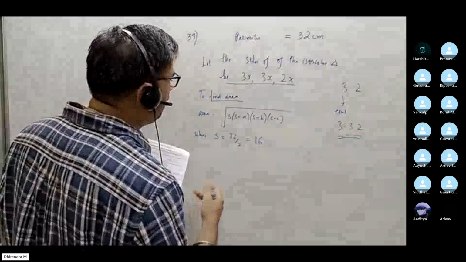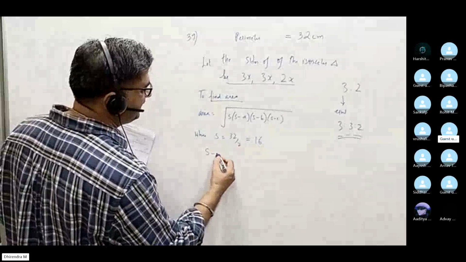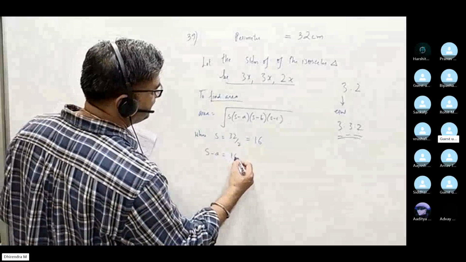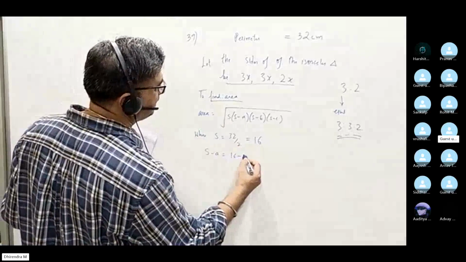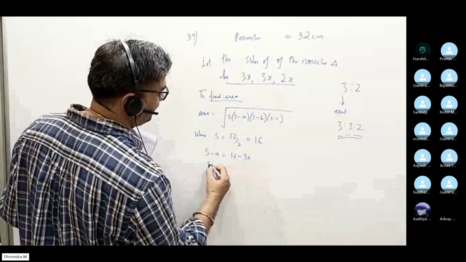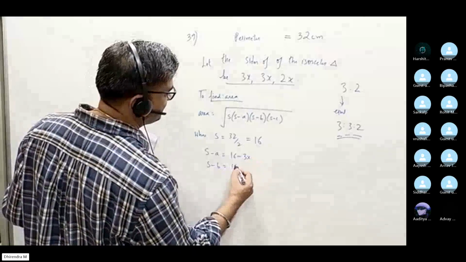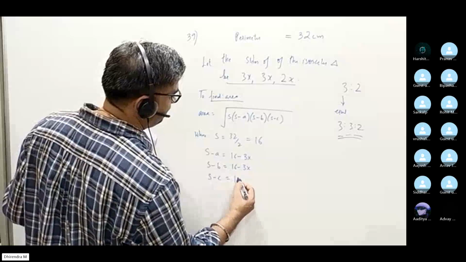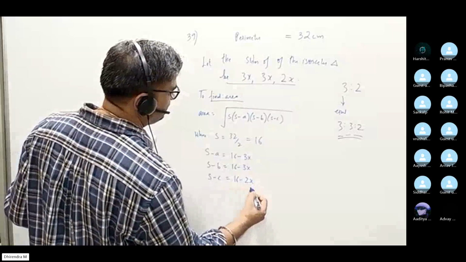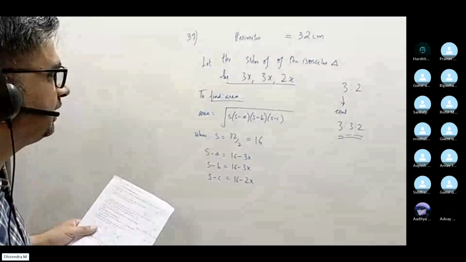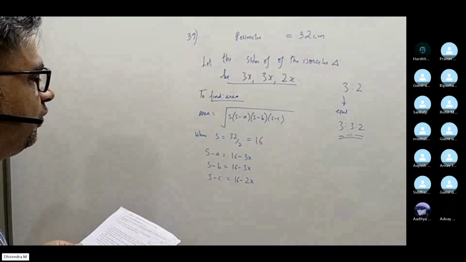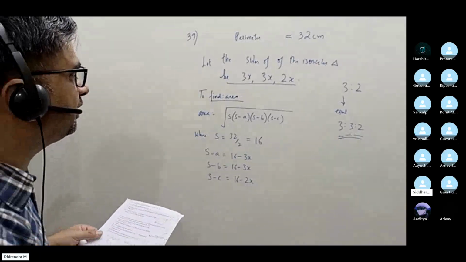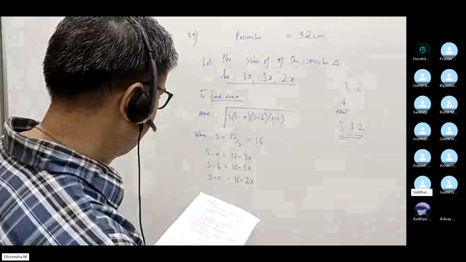The semi-perimeter is 16. Now, how about the remaining sides? S minus A is how much? It will be 16 minus 3x. S minus B is 16 minus 3x. And S minus C is equal to 16 minus 2x. You're all convinced? Yes. So now we will have to use Heron's formula to solve the question.